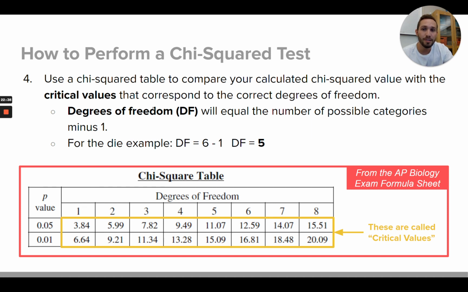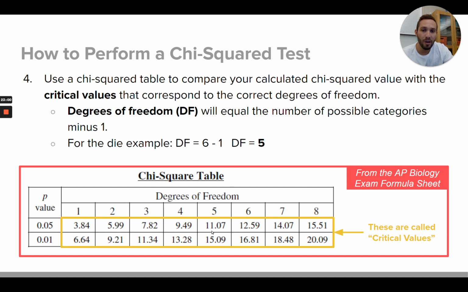To figure out degrees of freedom, it says right here, degrees of freedom equal the number of possible categories minus 1. So for this dice example, there's 6 possible outcomes, right? You could roll a 1, 2, 3, 4, 5, 6. 6 possible outcomes minus 1. That means the degrees of freedom is 5. So you're always going to minus 1 from the number of possible outcomes. So the degrees of freedom is 5 for this example.